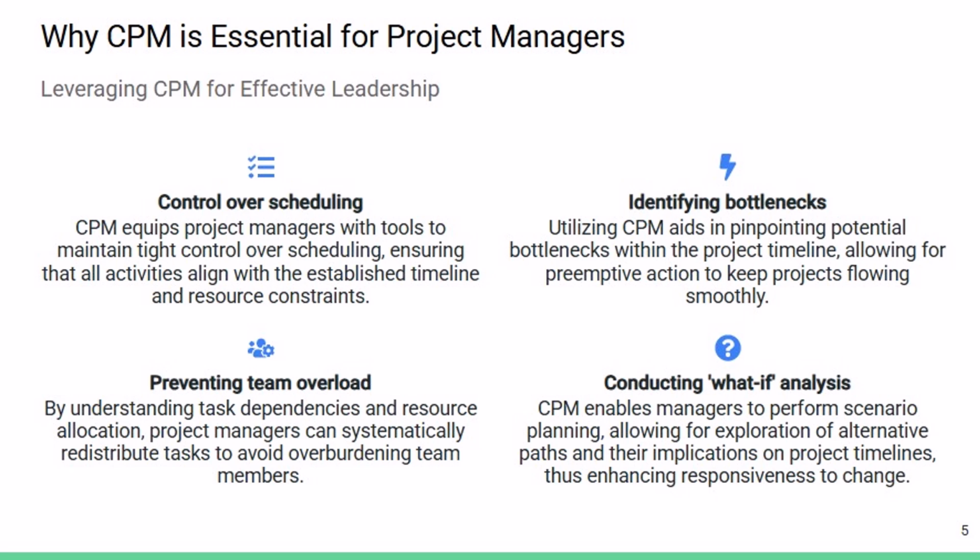So why is CPM essential for project management? Why should we learn about it? We have to control our scheduling. If a project manager is not able to control the schedule, then what is the use of a project manager? We must have tight control over scheduling. This will ensure that all activities align with the established timeline and the resource constraints. After utilizing CPM, we can pinpoint potential bottlenecks within the project timeline, which allows for preemptive action to keep the project flowing smoothly.